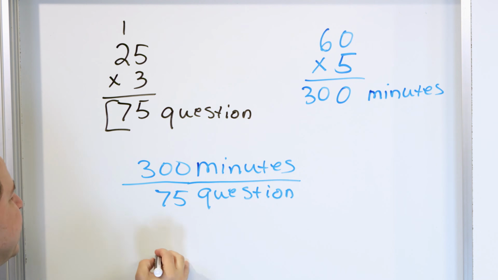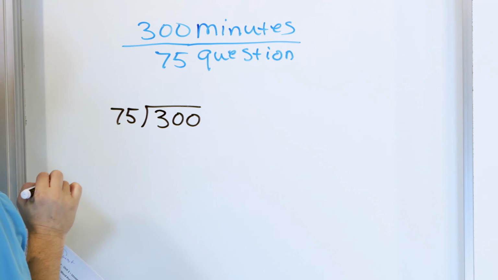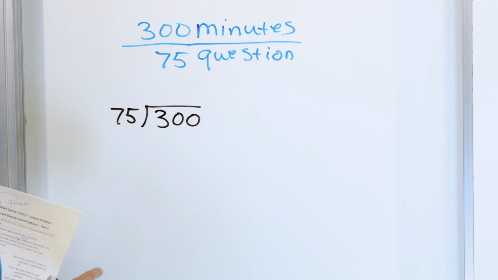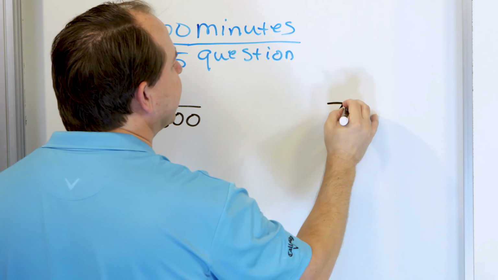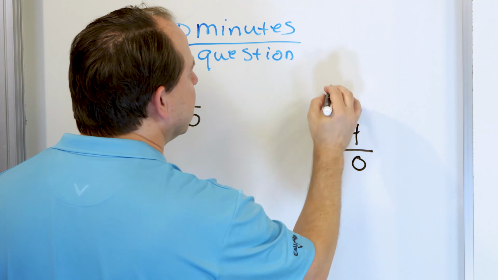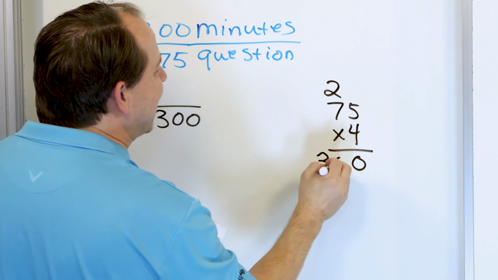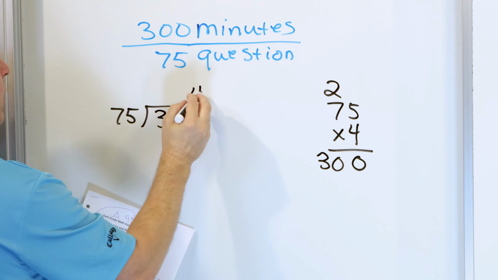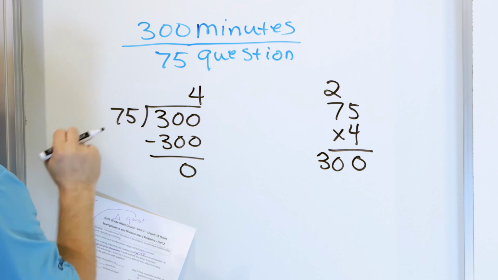So 300 divided by 75. All right, how many am I going to fit here? I'm not sure if it's times 1 or times 2 or times 3 or times 4. Let's just try 75 times 4. 5 times 4 is 20, and then 7 times 4 is 28, 29, 30. It's exactly equal to 300. So 4 is equal to 300, remainder 0. We get an answer of 4.